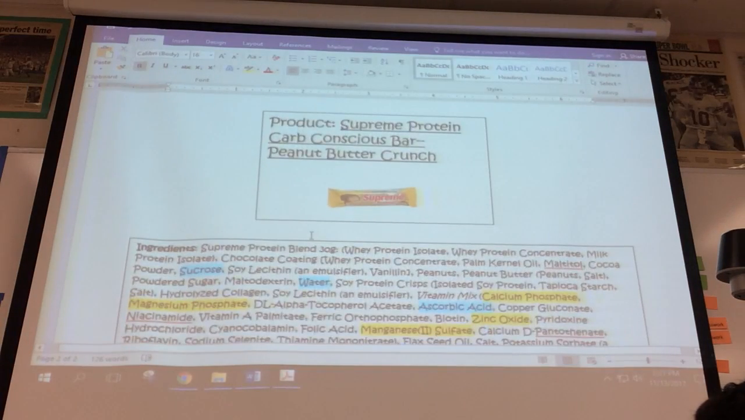I don't think there would be a food I would hate more than something that had peanut butter and chocolate in it. Yuck and double yuck.